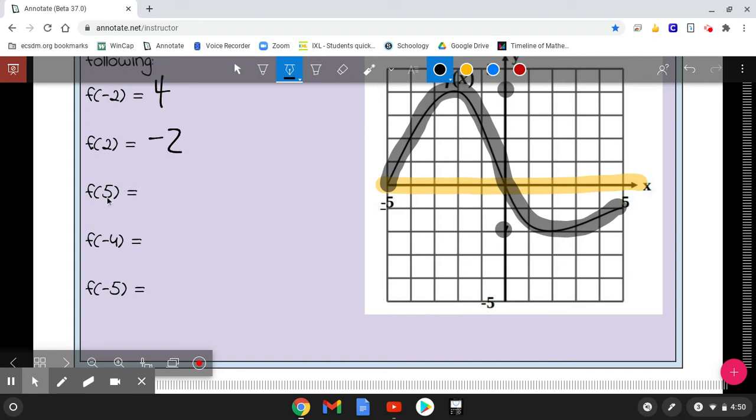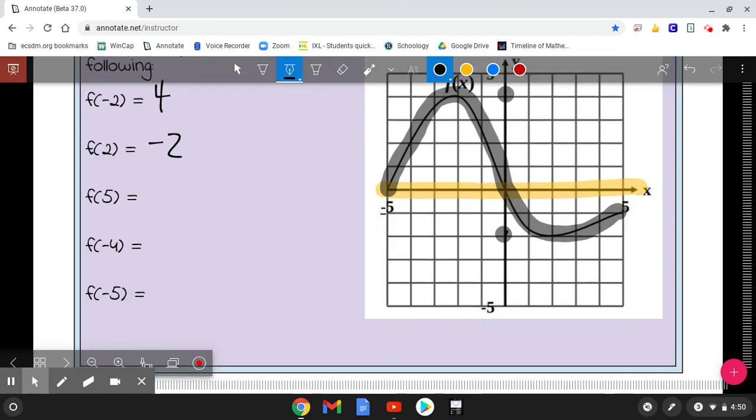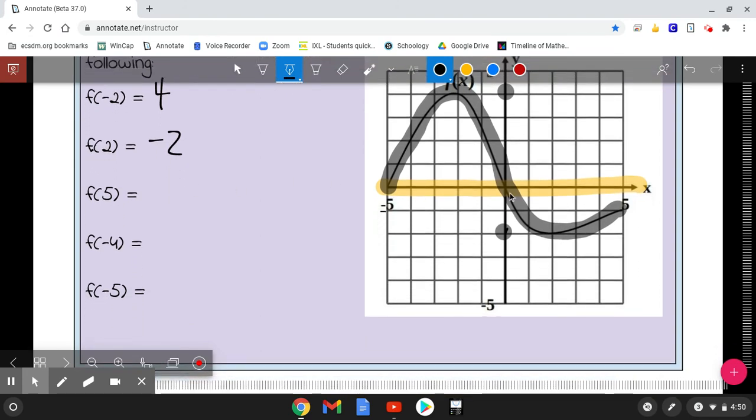Now we have f of 5. What is the value of f of 5? Start at our origin, go to the right, 5, and then go until we hit our function, which is down here, negative 1. How do I know it's negative 1? Because we go down 1, matches up with that y value on the y-axis.